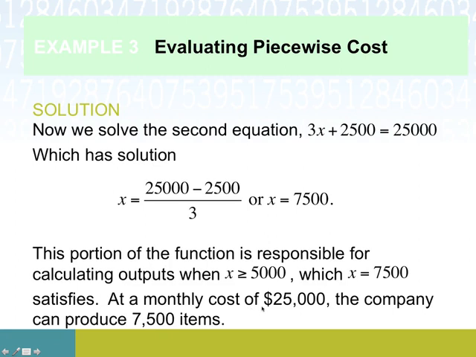So this is sort of the reverse translation process. Now we took x equals 7,500 and turned that into the company can produce 7,500 items. Went from the math to the interpretation and context.